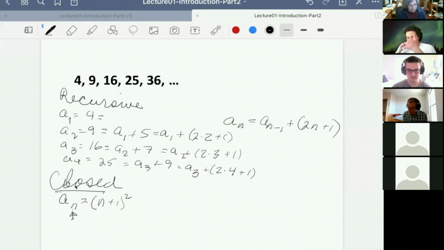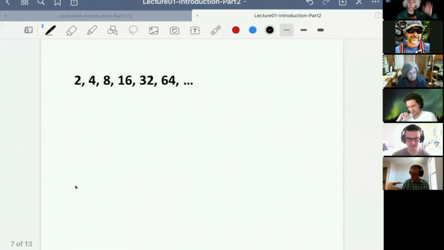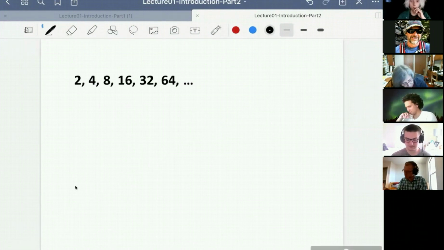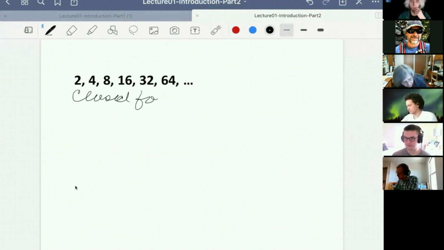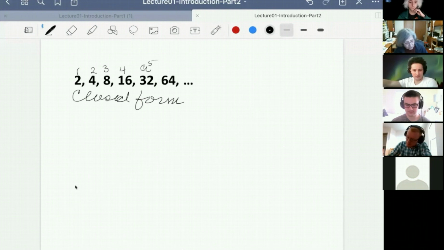What about this one? Well, we looked at this one already. What's the closed form? Well, we have A sub 1, A sub 2, A sub 3, A sub 4, A sub 5. What do you get out of it?